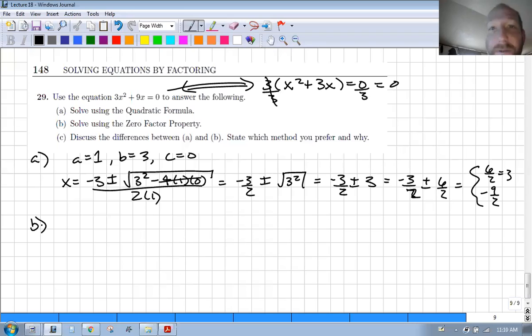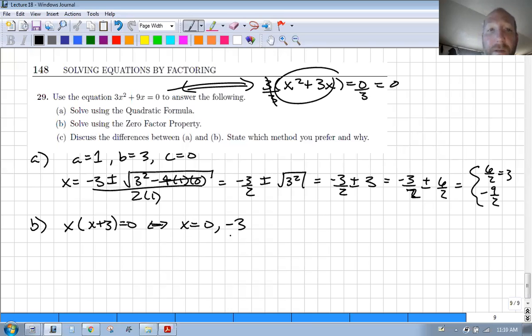Or solve using the 0 factor property. If we factored that, we could factor out an x. So x is either 0 or negative 3. So the differences between the two, well, in this particular case, the 0 factor property is a lot quicker. And we could just look at it and write down the answers.